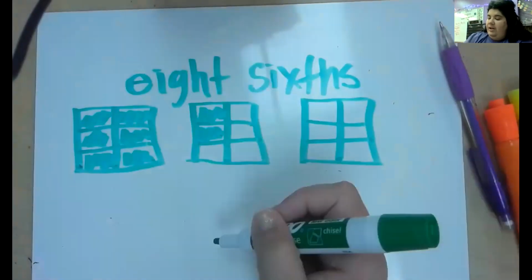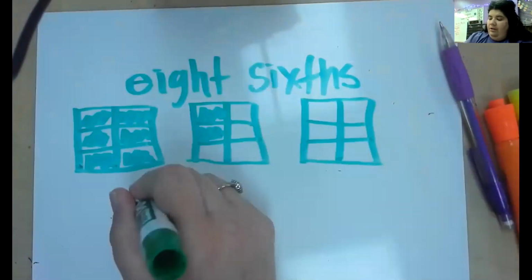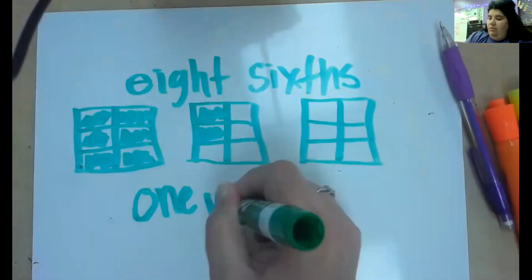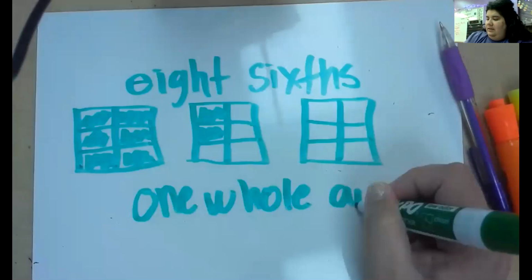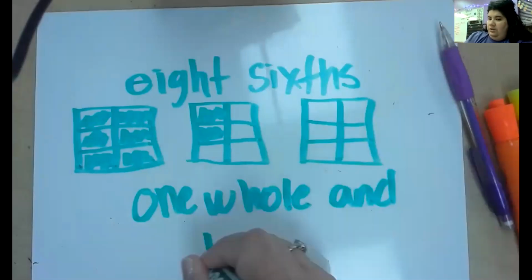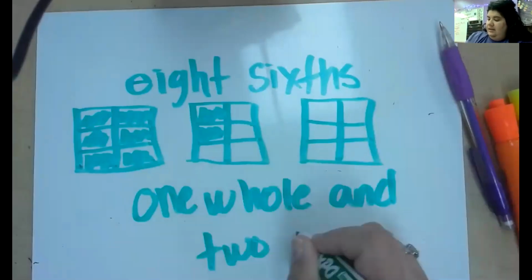How many wholes do I have? One whole. One is completely filled in. And 2/6.